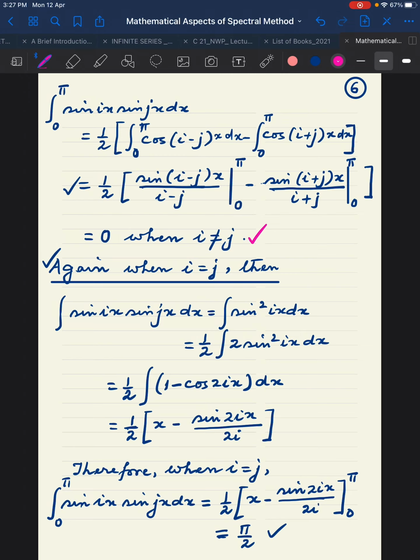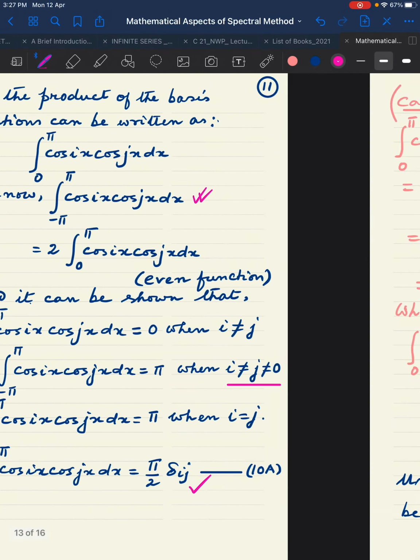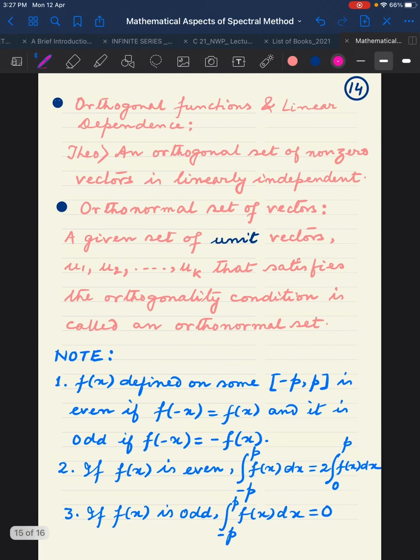When i is not equal to j, then the value of the integral is 0. And this is the definition of an orthogonal collection. I mean an orthogonal collection of some functions, phi 0(x), phi 1(x), etc. The set will be called orthogonal if the integral from a to b of phi i(x) phi j(x) dx is 0 when i is not equal to j.